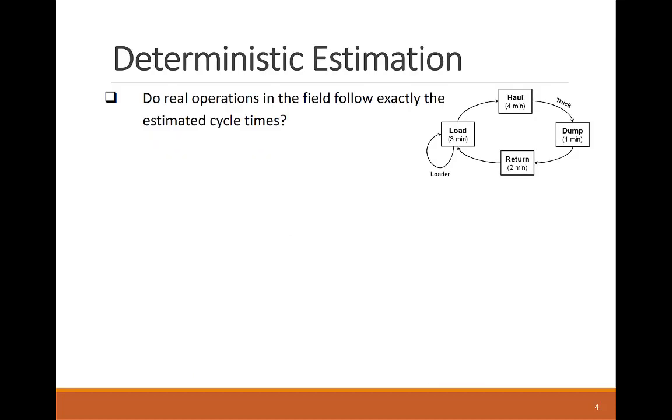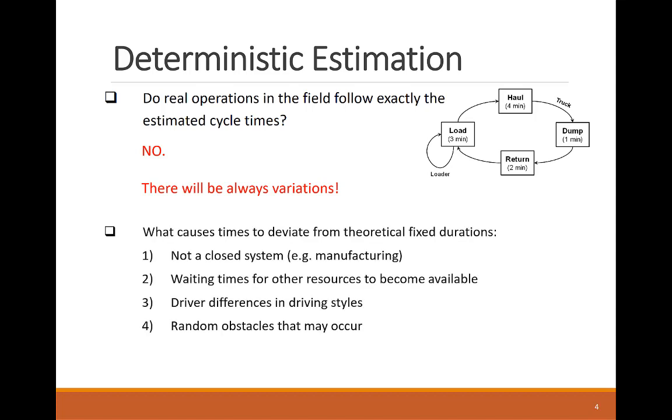All that we learned so far is based on a very critical assumption. All time and production values are deterministic. Is this a realistic assumption? The answer is no. There will always be variations in the observed time values compared to the estimated values. If we estimated the truck to take 10 minutes in hauling, in reality it will sometimes haul faster or slower due to many reasons.